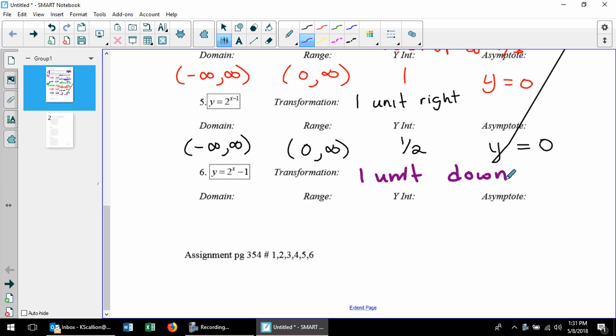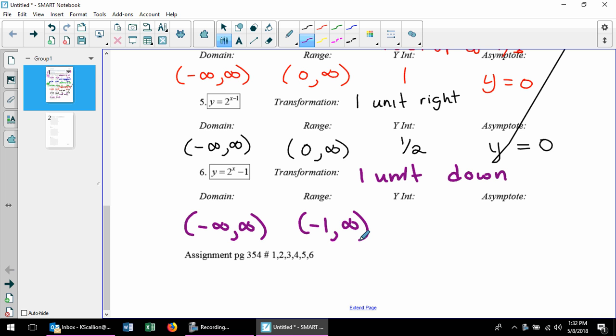Okay, so waiting for this one. Domain doesn't change. Range does though. Because if my asymptote was originally at y equals 0, and I'm shifting the whole graph down 1, that means my asymptote is going to shift as well. So my range is going to be -1 to infinity. Does it include -1? No, because we never touched that asymptote of 0.